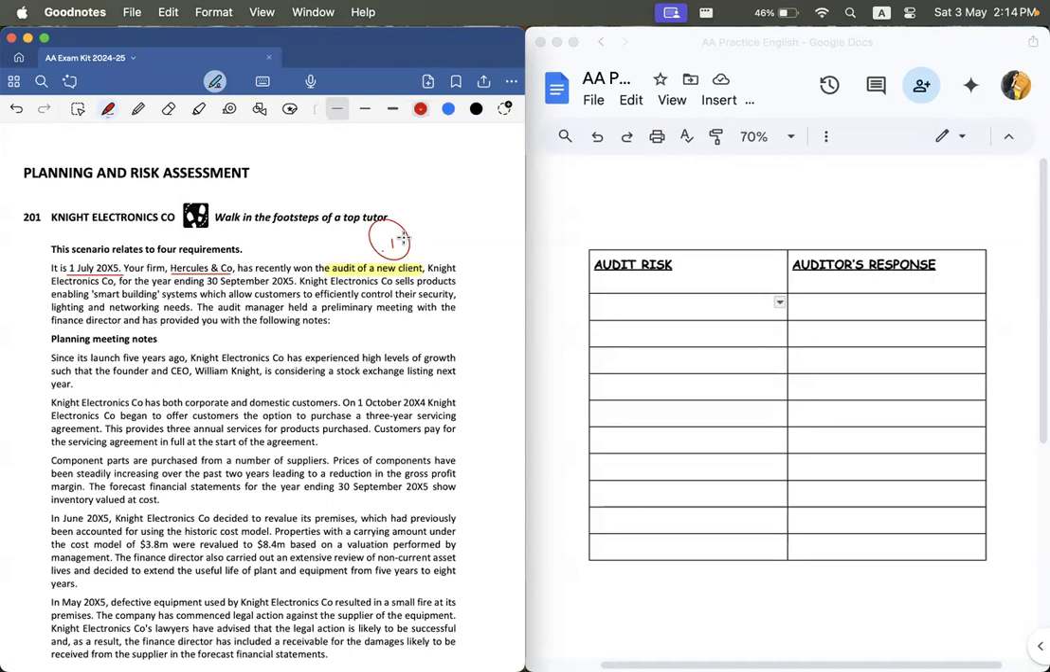Understood? That means you're going to give an opinion on the basis of the evidence that you're going to collect, that is sufficient appropriate evidence, right? If you're not able to collect sufficient appropriate evidence for the misstatements that have happened in the FS, then that becomes a risk for you because your opinion might not be aligned with what has really happened in the client company. Clear now? So the year end is 30th September 2005.